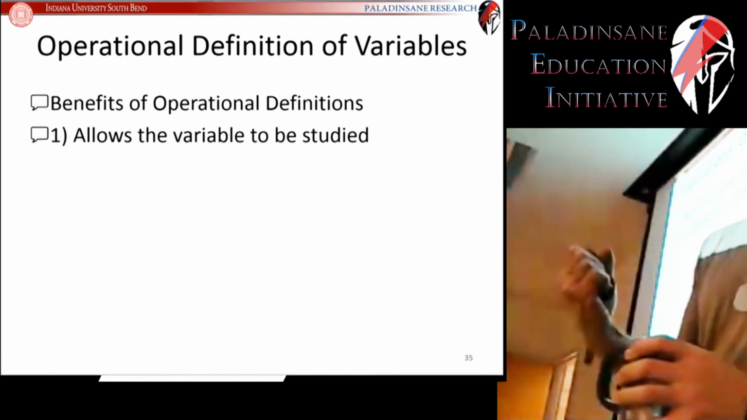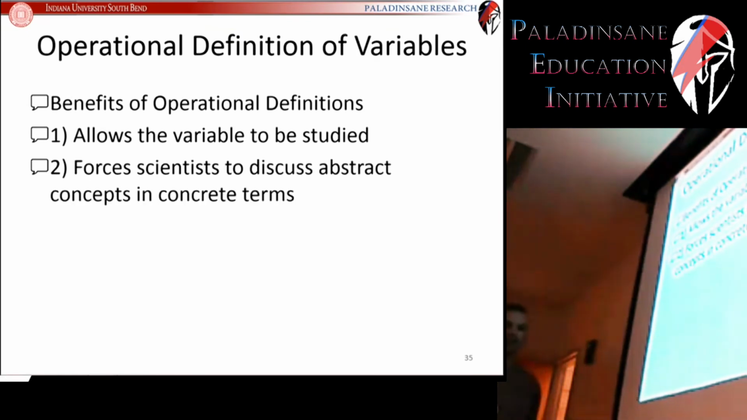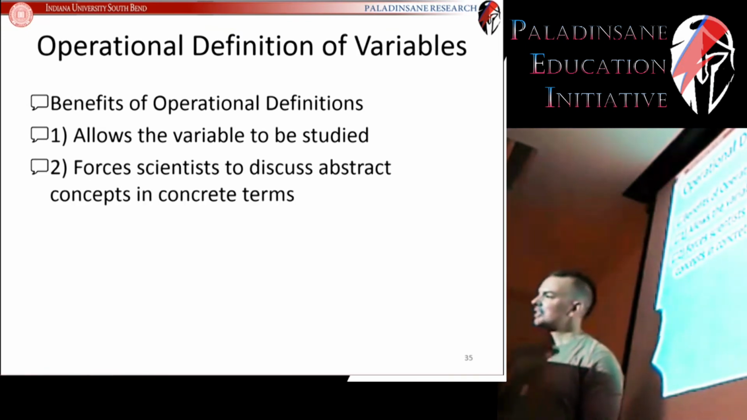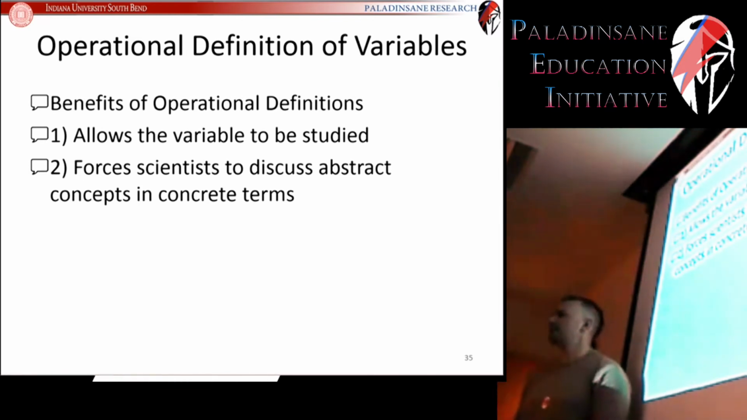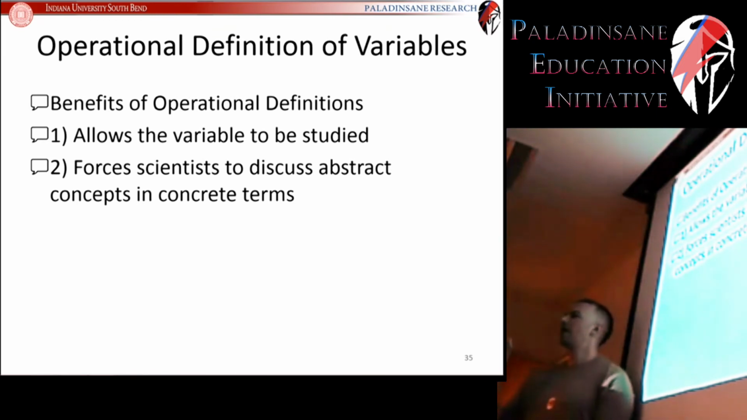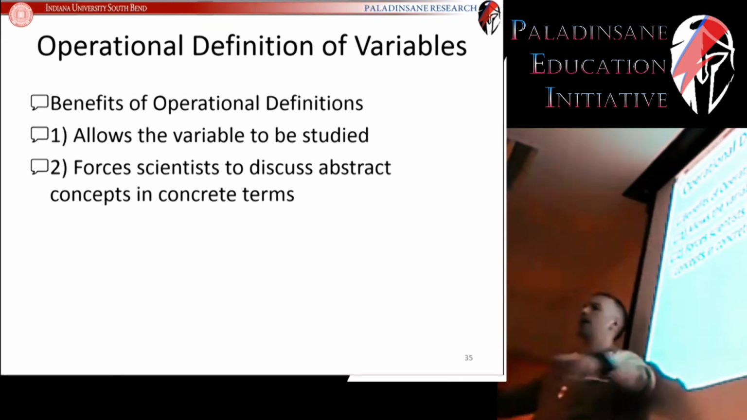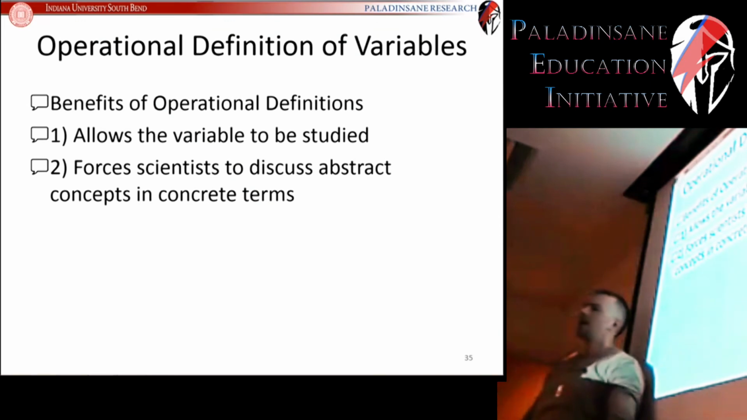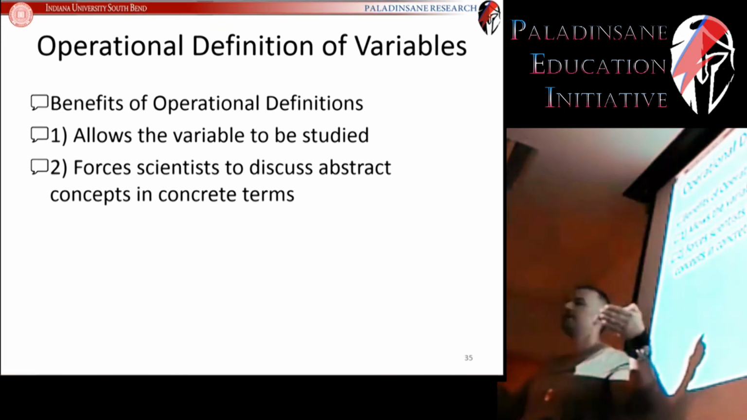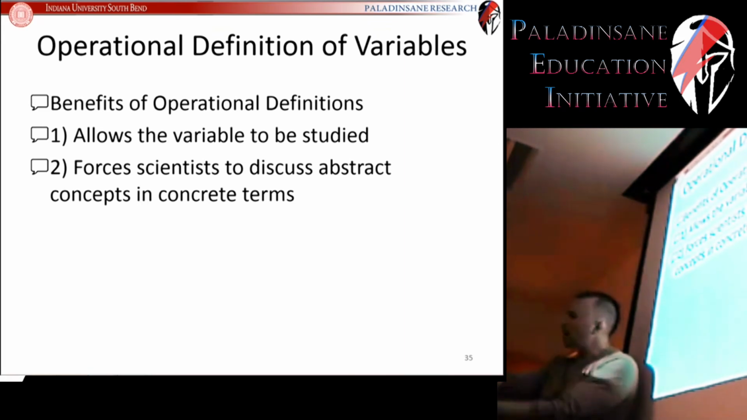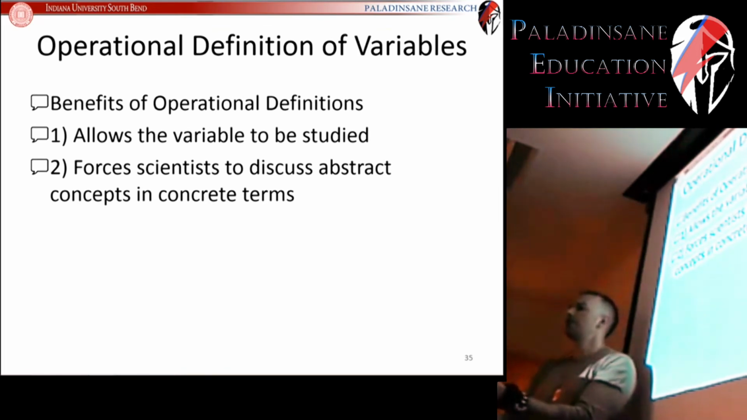The other thing that an operational variable will do is it will force a scientist to discuss these abstract concepts in very concrete terms. It will force a scientist to get very precise about what they're talking about. It'll force a scientist to go away from the sort of hand-waving general definitions to something that is well-defined, precise, well thought out, makes sense. It's the only way to get to an operational definition.